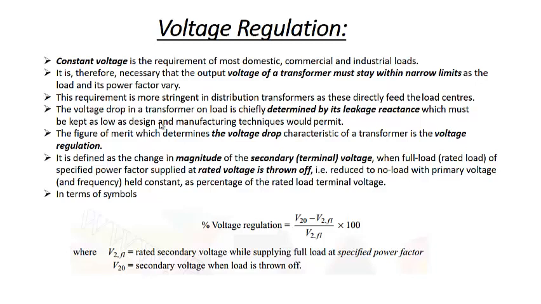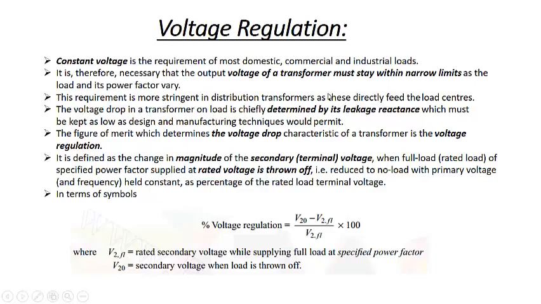But sometimes we can allow some variation, but that variation should be within narrow limits. As I told you in the lab, that should be plus minus 5%, which is the normal limit of the voltage in India, because this voltage will vary as load and power factor vary, because this voltage is dependent upon the load as well as on the power factor. This requirement is more important in distribution transformers as these directly feed the load centers.